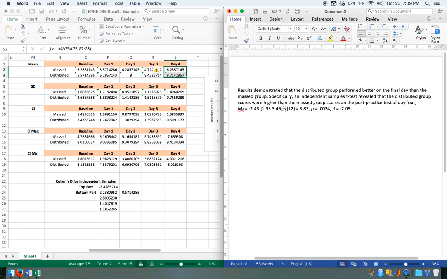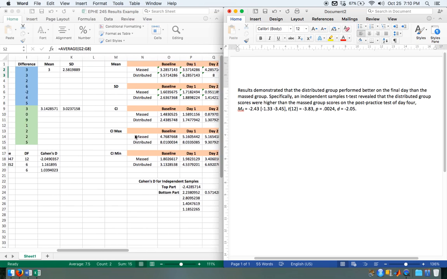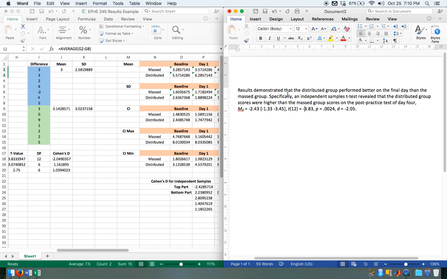is you're higher in the mass group scores on the practice tests of day 4, blah, blah, blah. Mean difference is negative 2.43 with those. Oh, these should be negative as well because it should be surrounding this number with your t-value and then your p-value and your Cohen's d. So your t-value can also be negative and should be in this case. So basically, it depends how you report it.